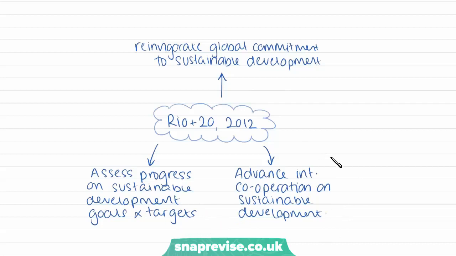So we don't really need to know about these summits in detail, but it's good to understand which summit was focusing on which issues. So it's good to know that the World Summit on Sustainable Development is focusing specifically on sustainable development and how that can be achieved.